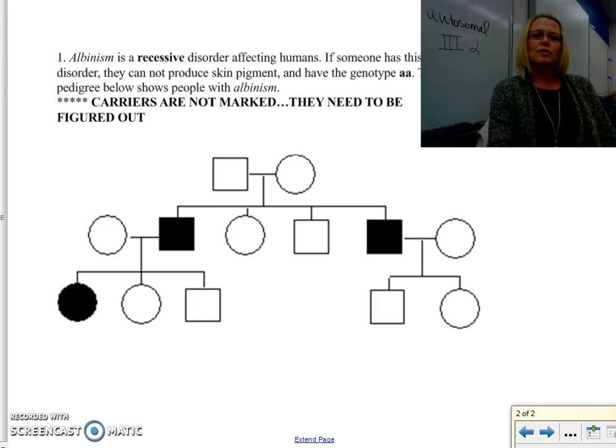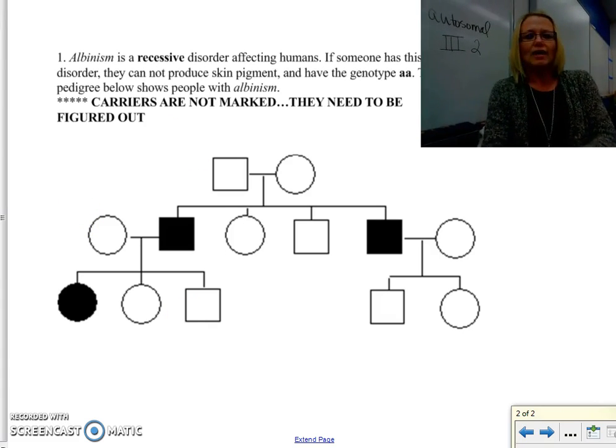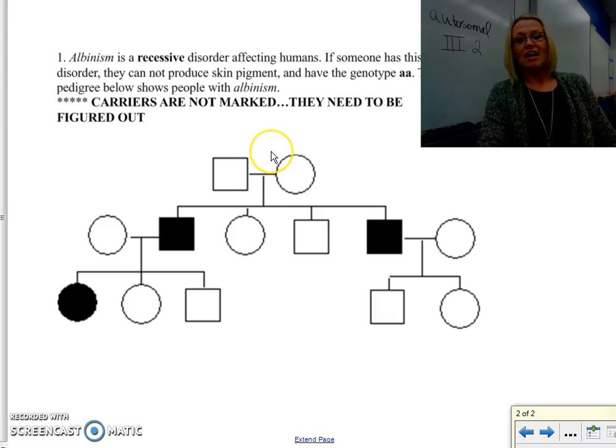Okay, so when we look at this, right off the bat, even if this didn't tell me that this was a recessive disorder, it tells us albinism is a recessive disorder. So in order to show the trait, you have to inherit 2 recessive alleles. We can already tell that this is a recessive allele just by looking at this pedigree in one quick glance.